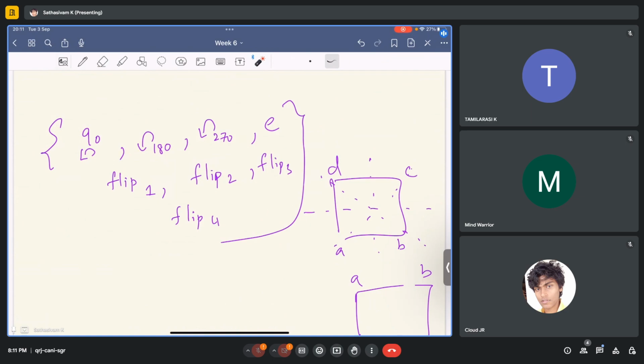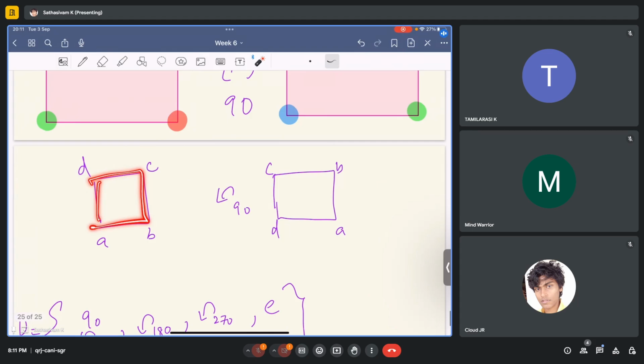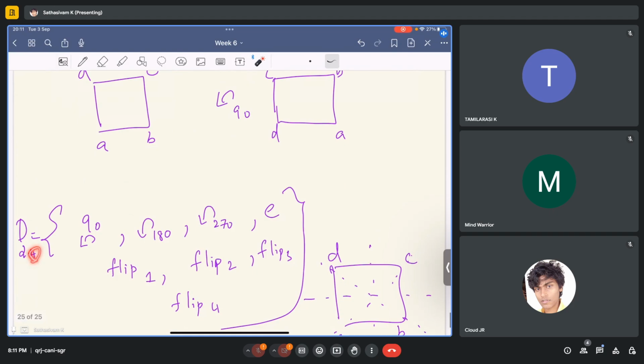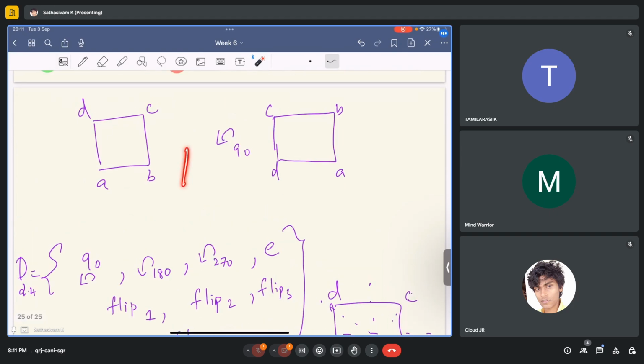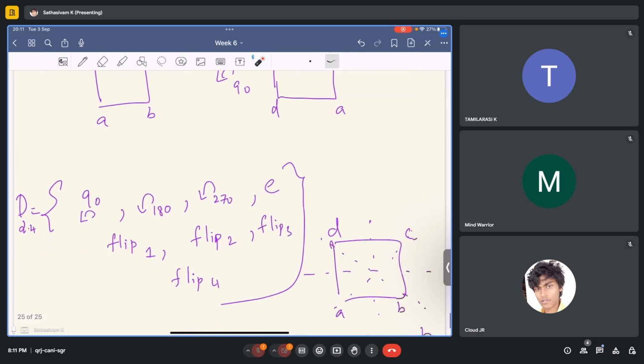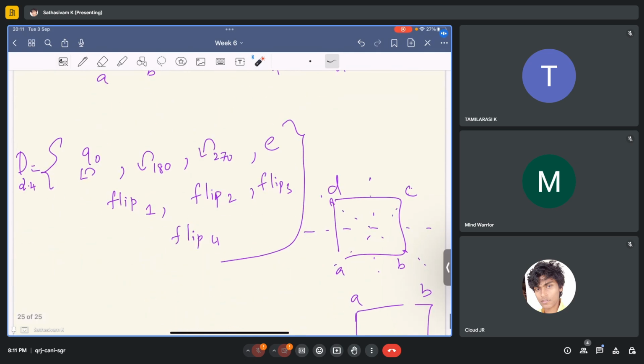This group is called a dihedral group, and people call this 2 times 4. Basically they write it as D2n, but n depends on the size of this polygon. Here there are 4 sides, so I am calling it 2 times 4. If you have an n-gon, let's say a 5-gon, then you will get 10 elements in the dihedral group. Depending on the n-gon, you will get 2n elements, and this kind of group is called a dihedral group.